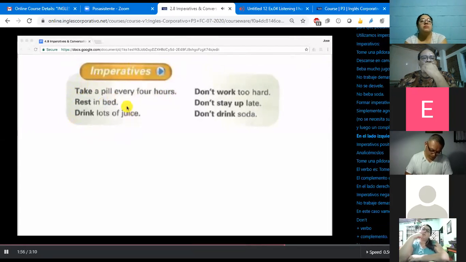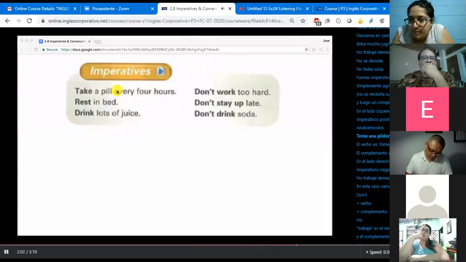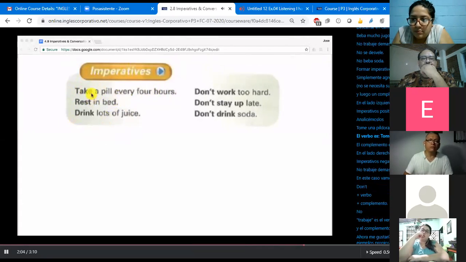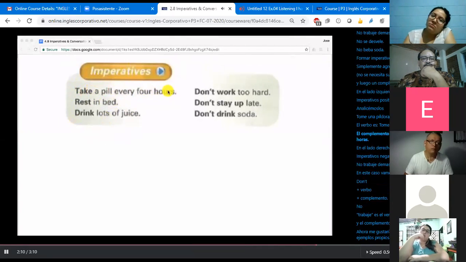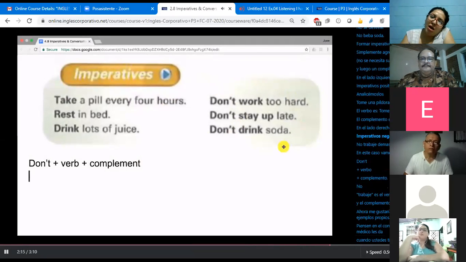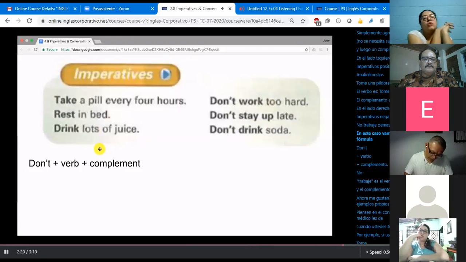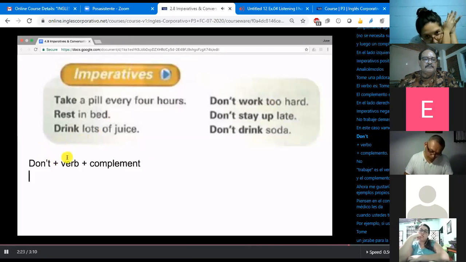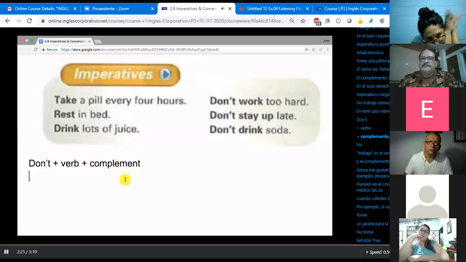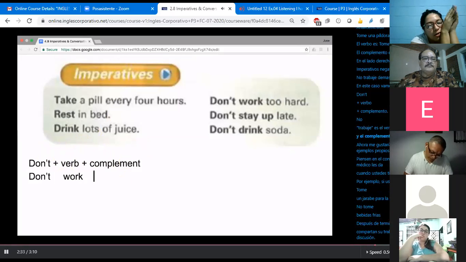On the left-hand side of the chart, we can see positive imperatives. Let's analyze them. Take a pill every 4 hours. The verb is take. The complement is a pill every 4 hours. On the right-hand side of the chart, you can see negative imperatives. Don't work too hard. In this case, we're going to follow this next formula. Don't plus verb plus complement. Don't work: work is the verb and the complement too hard.